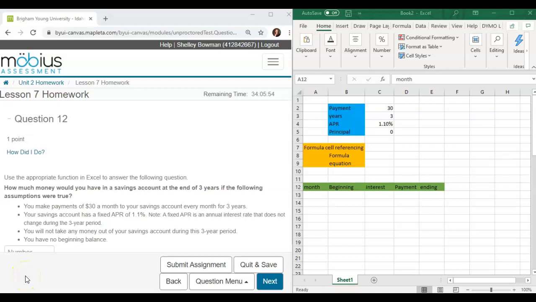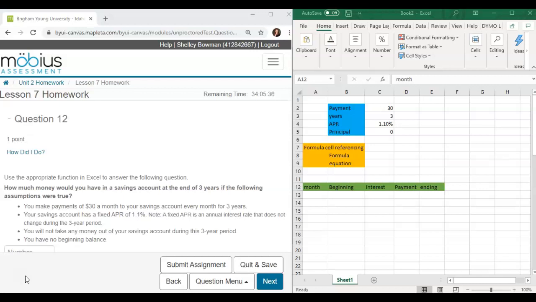Lesson 7 Homework Question 12. Use the appropriate function in Excel to answer the following question. How much money would you have in a savings account at the end of 3 years if the following assumptions were true? You make payments of $30 a month to your savings account every month for 3 years.